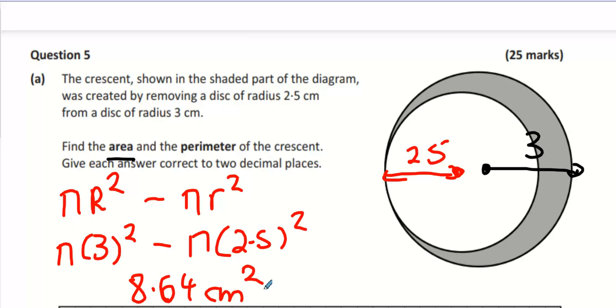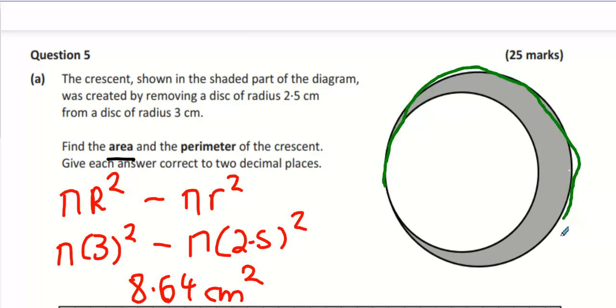The perimeter of the crescent. It's going to be slightly weird. Okay, so let me show you how to do this one. I'm hoping we have the same answer. What we're looking for is this. See this green line here? What is that green line? That is the perimeter of the outer circle. And what about this red line here? The perimeter of the inner circle. Once we add them both together, to give us the perimeter of the crescent.